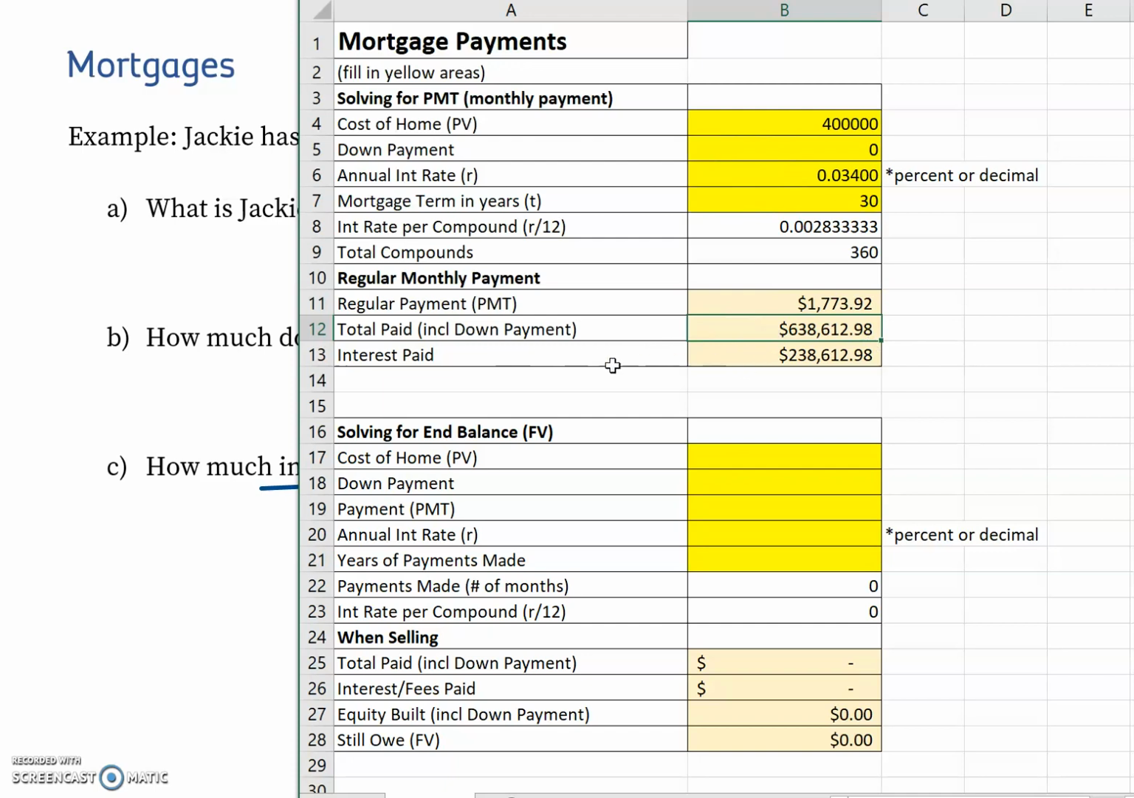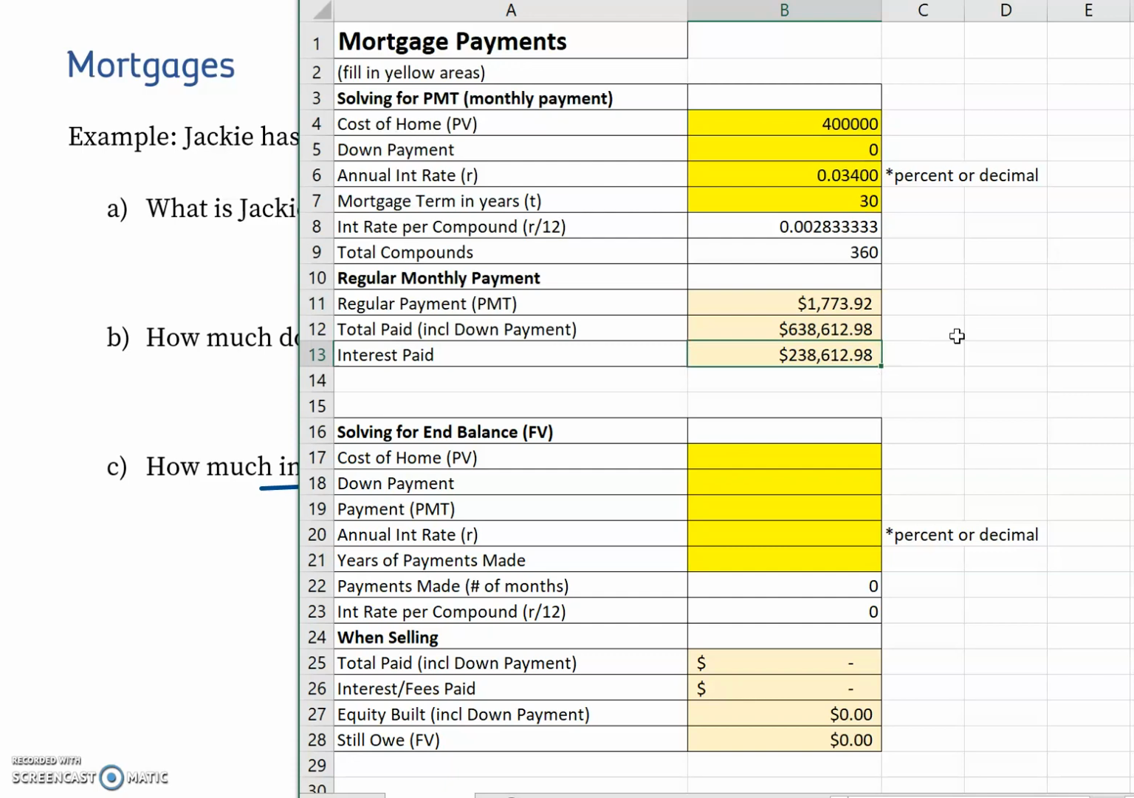Well, really all we're doing, I'll clue us in here on the interest paid. It's basically just saying take your total payment, the $638 and change, subtract the cost of the home, and that's your interest, right? So we end up paying over 50% of the cost of the home, right? 200,000 would be half of the cost. We pay more than that just in interest.